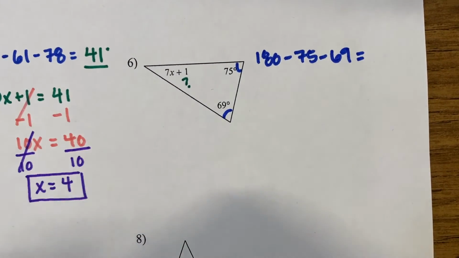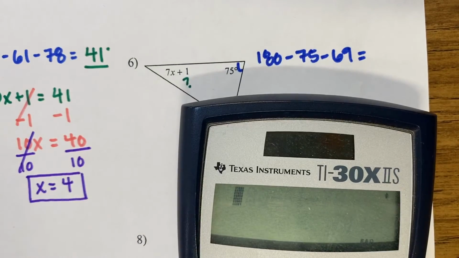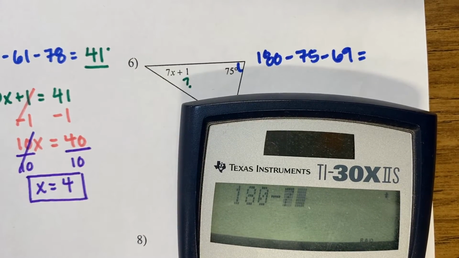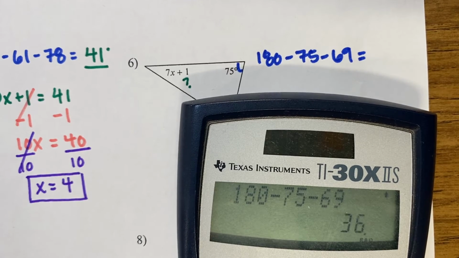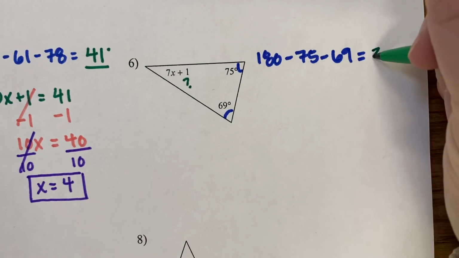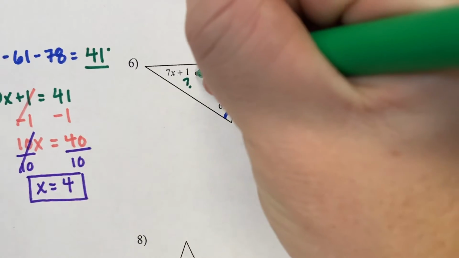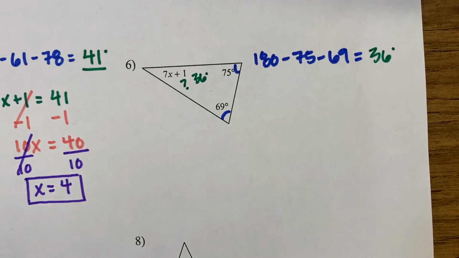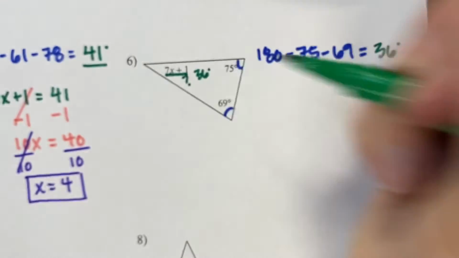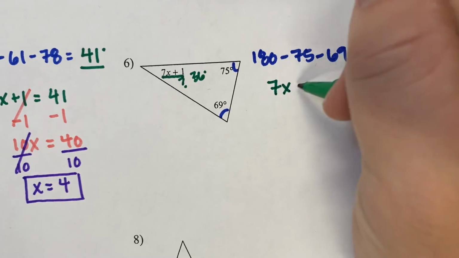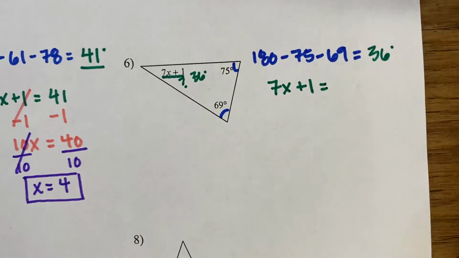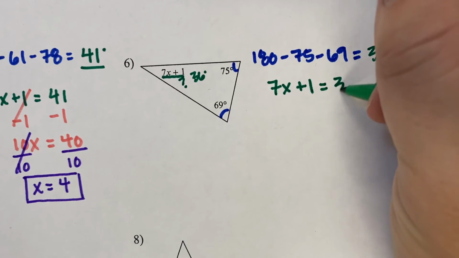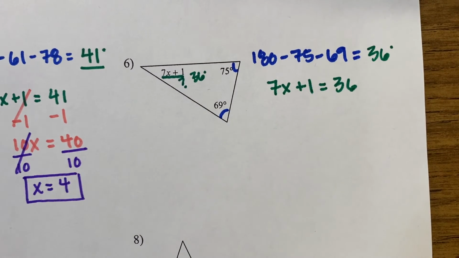Okay, so let's figure out what that third angle is. I got 180 minus 75 minus 69, and that gives me 36. So I know that this angle has to equal 36 degrees. And that's going to help us when solving for x. Now let's take the equation that it gave us, 7x plus 1, and set it equal to what we found, 36 degrees. And now we can go ahead and solve for that x.